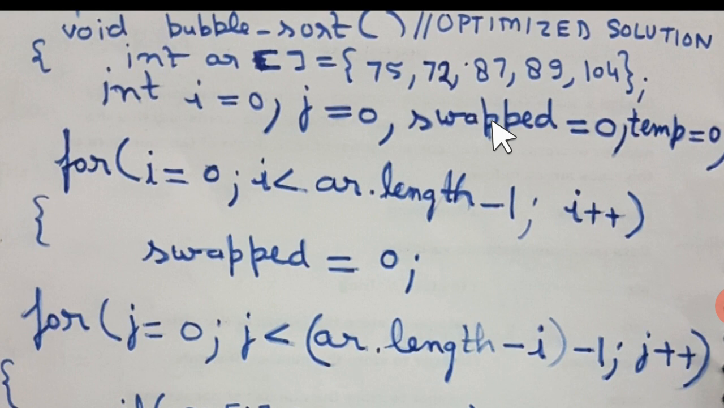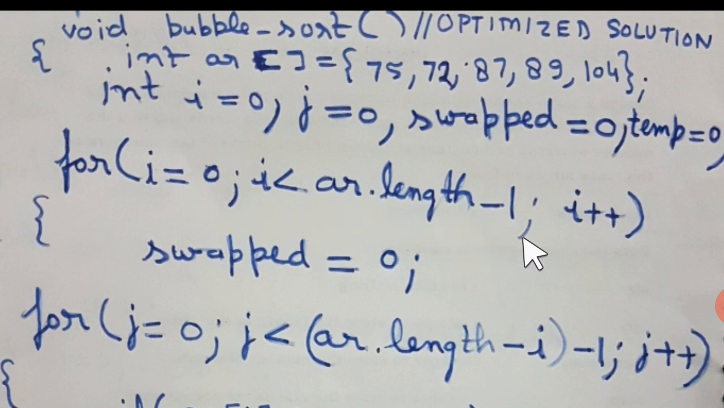When you compare with the previous example, you will find that in this one, first you look at the array, only 75 and 72 are not sorted. The rest you see is in ascending order, 87, 89 and 104. We have made a small change in this piece of code: we have added one variable of int type, that is swapped, and I have given it the initial value 0.